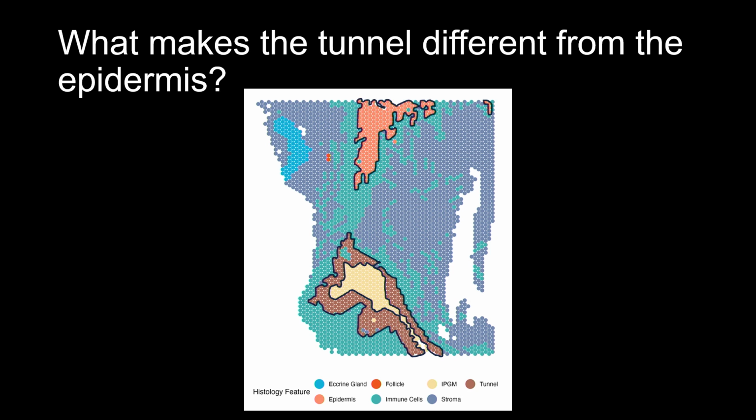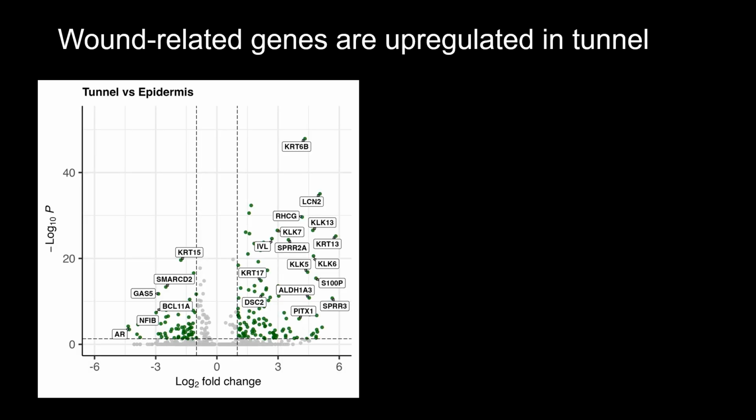And so we performed differential expression with DESeq2 of all of the brown spots here in the tunnel and compared that to the aggregate expression of all of the orange spots in the overlying epidermis. And differential expression showed increased expression of genes in the tunnel that have previously been associated with wounding, like lipocalin-2 and the kallikreins, and those have also been previously shown to be increased in HS.